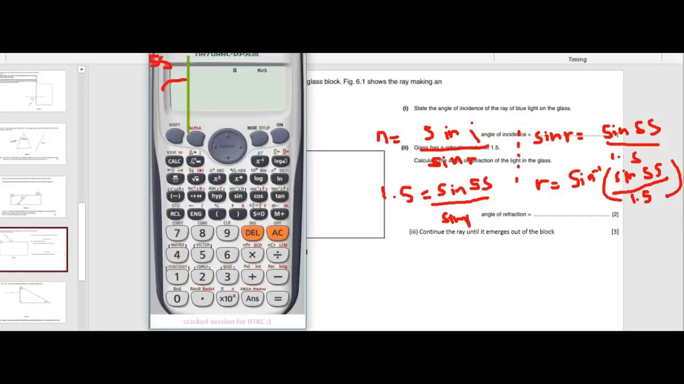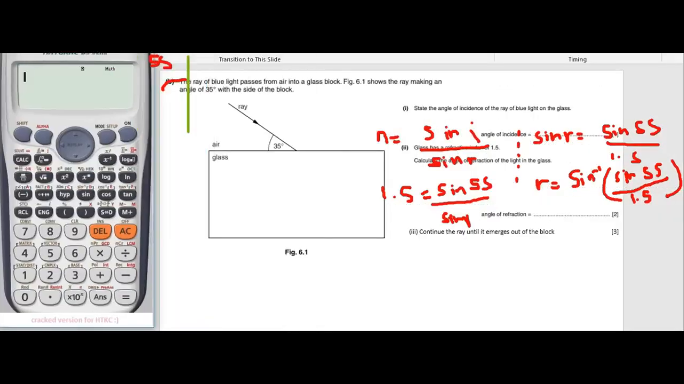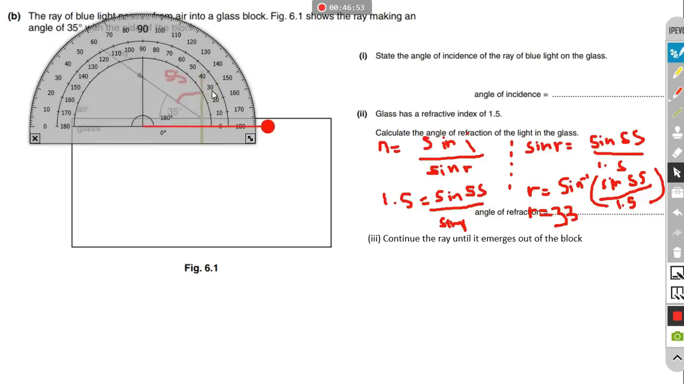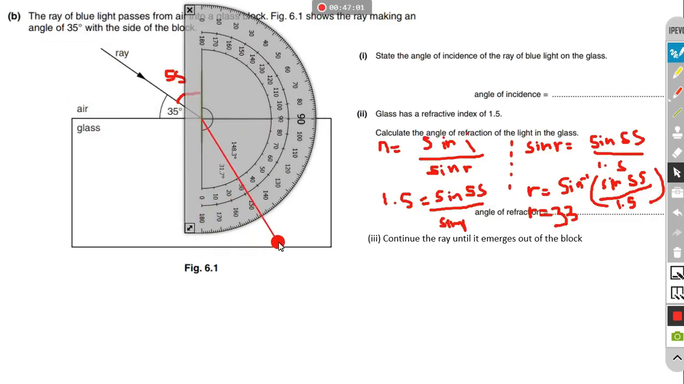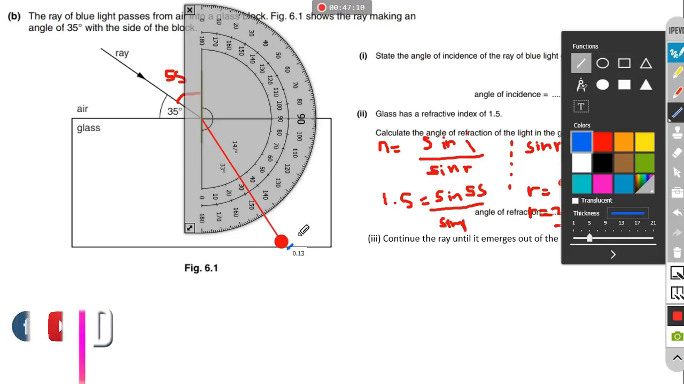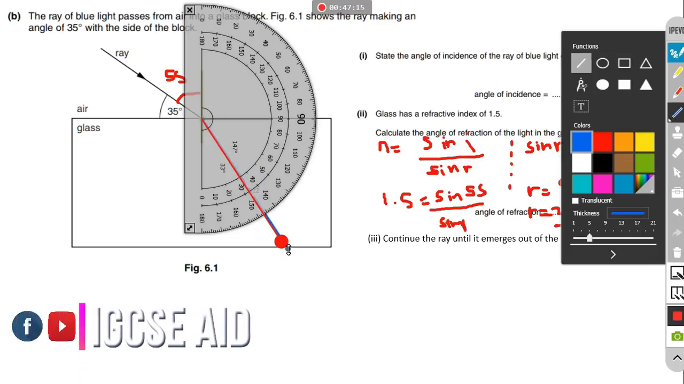When you calculate, you do this all at once. Let me show you how. So this is shift sine, and then we have sine 55 divided by 1.5, and your answer is 33. The angle should be 33. So that's what we are going to do. r is 33. Now we take our protractor, and this angle should be 33. Exactly 33, and then we draw the ray up to this point.